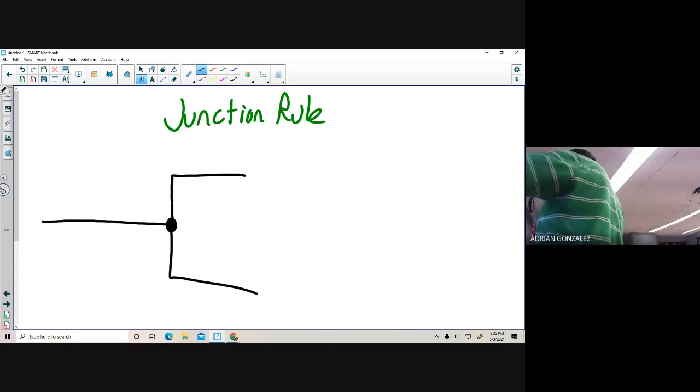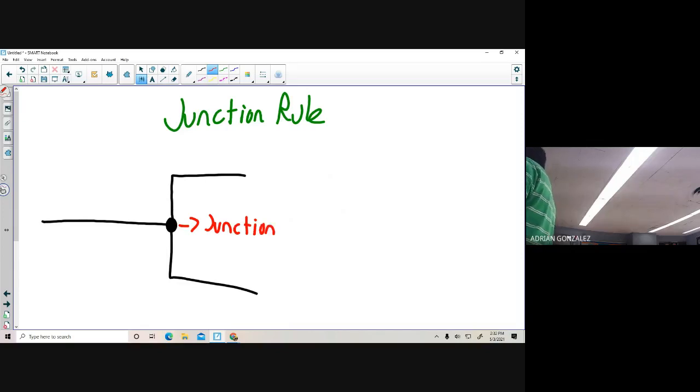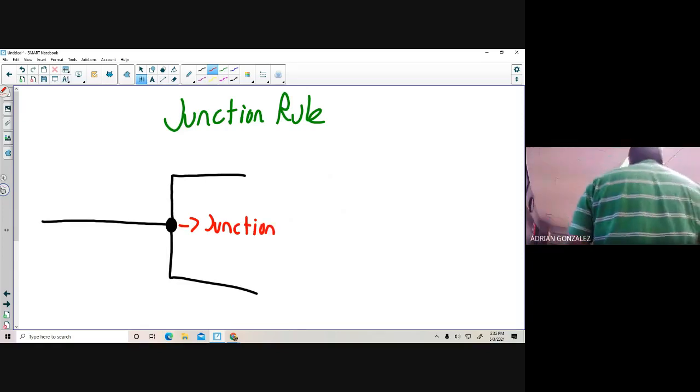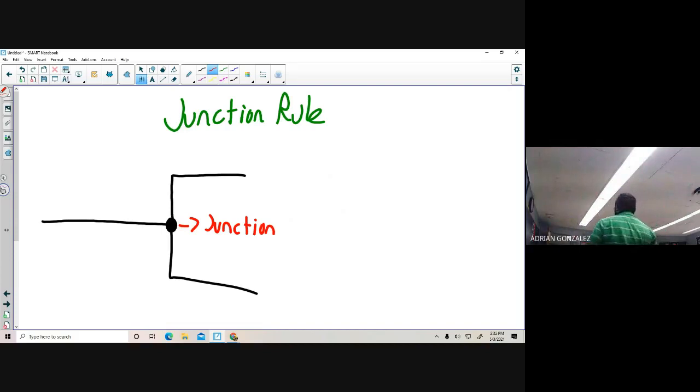This circle that you see right here is what we call a junction. And what do we talk about a junction? Well, a junction is obviously a point where you have some wires coming in and some wires going out. And obviously what's going to travel along those wires is going to be the current. That's the charge.